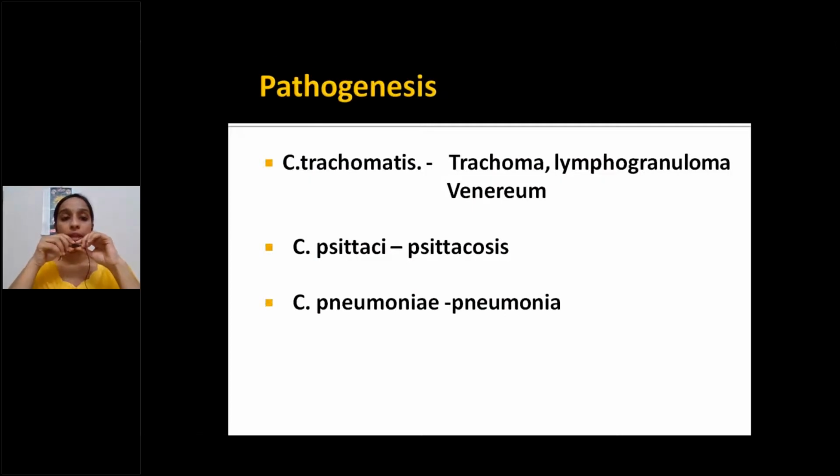Okay, next coming to the pathogenesis. We already discussed in the introduction, it contains three major species. First one is Chlamydia trachomatis. It causes trachoma eye infection. Lymphogranuloma venereum, LGV, is an STD, sexually transmitted disease. These two are very, very important for you as 4 marks.